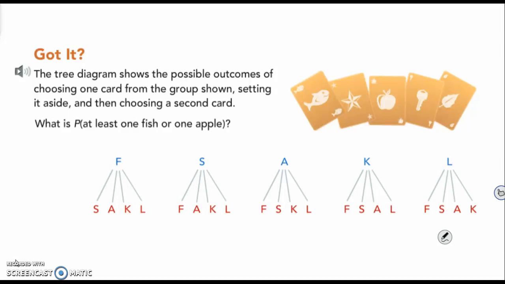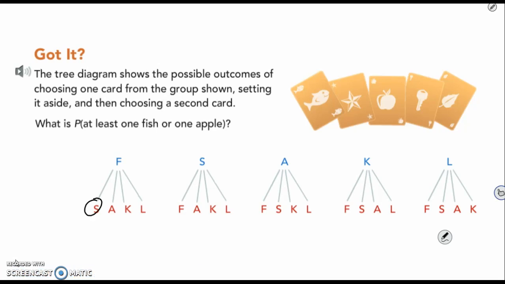Example 2. The tree diagram shows the possible outcomes of choosing one card from the group shown, setting it aside, and then choosing a second card. What is the probability of at least one fish or one apple? Here we're looking at our tree diagram to determine the number of possible outcomes. Again, we're trying to figure out at least one fish or one apple.